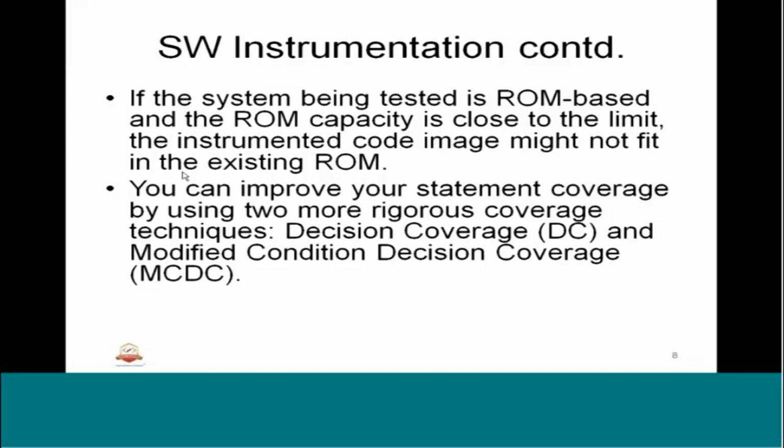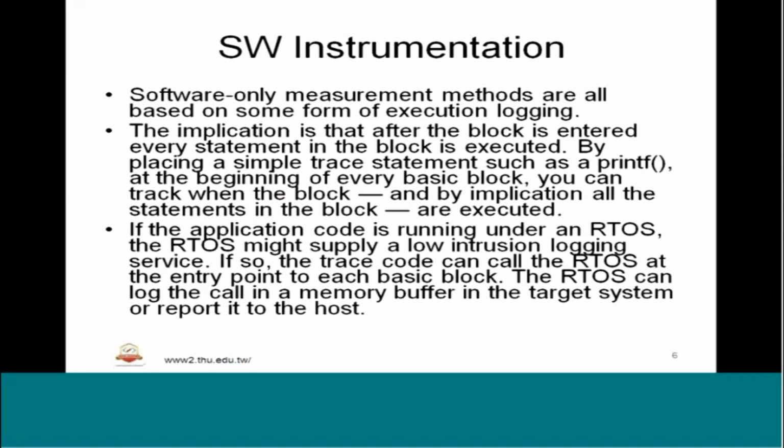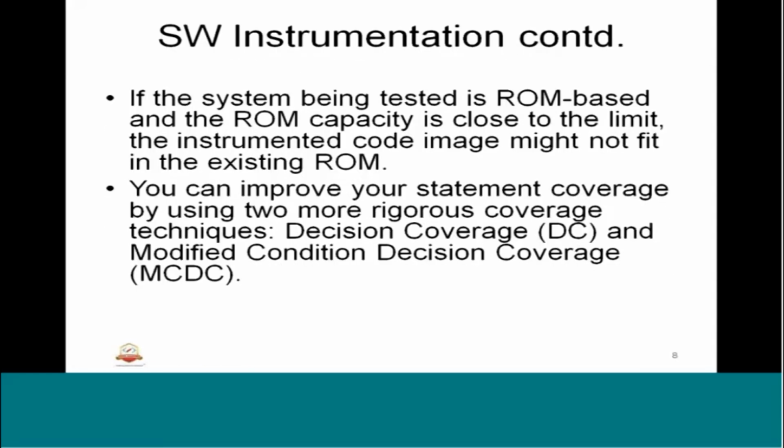So what we can do is improve your statement coverage by using two or more rigorous coverage techniques. We can improve that with the help of an overlapping technique, and statements we can reduce partially. For further testing beyond statement coverage, we can use decision coverage and MCDC, modified condition decision coverage. So that is how software instrumentation is done. There are various tools. We will touch base on some of the tools as an example at the end of this session or in the next session.